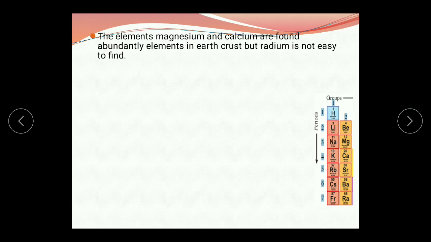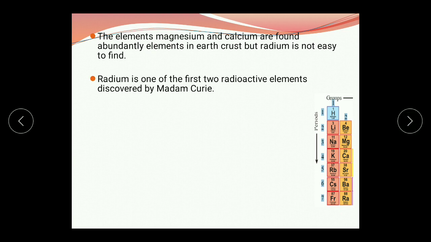Out of these elements, magnesium and calcium are abundant again. They are found abundantly in the earth's crust, but again the last element, radium, is radioactive. Hence radioactive elements do not exist for a longer time in the atmosphere.